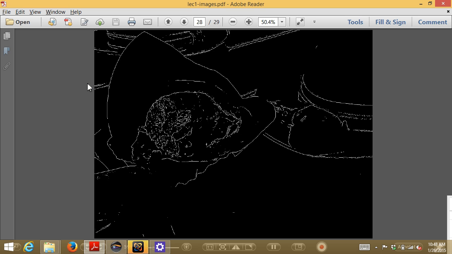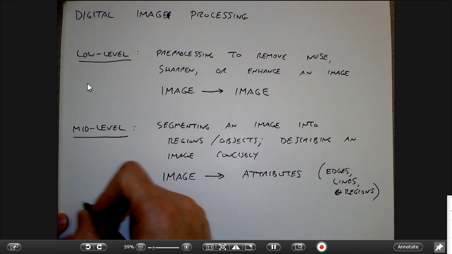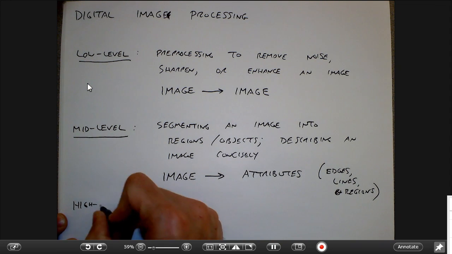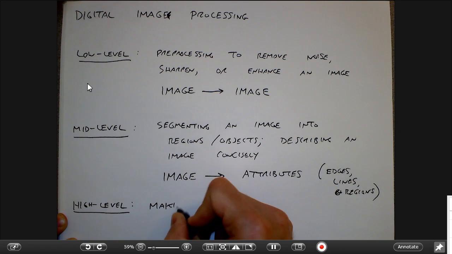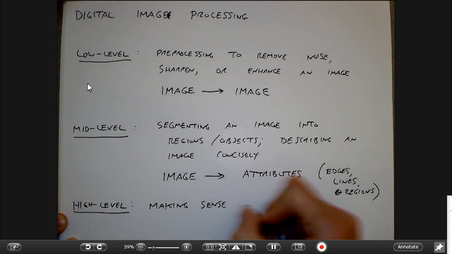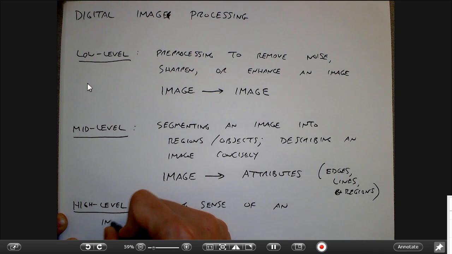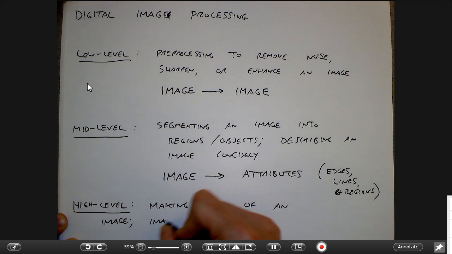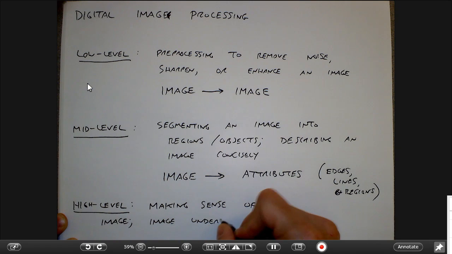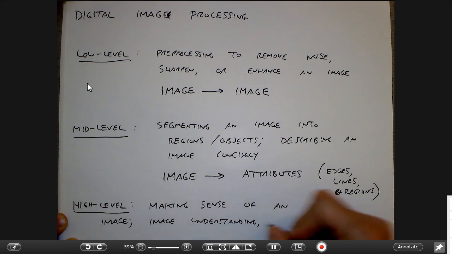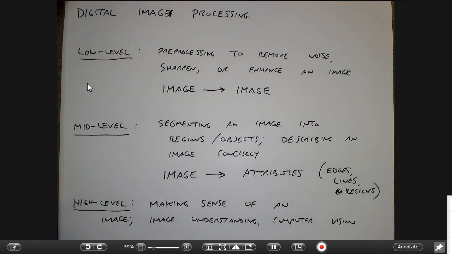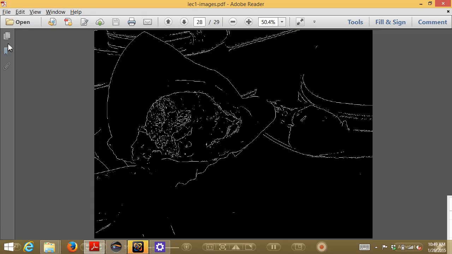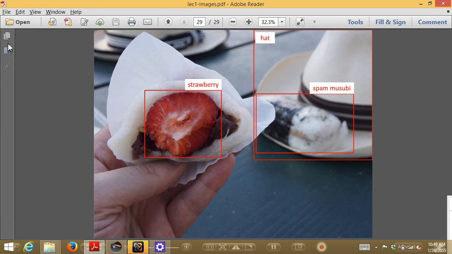And then the third thing is what I would call high-level image processing. In general, I would call that making sense of an image, image understanding, and what I would call computer vision. For example, a computer vision problem would be something like taking that image and understanding that this is a strawberry, right? Now, we're not going to be able to get to that point in this class.